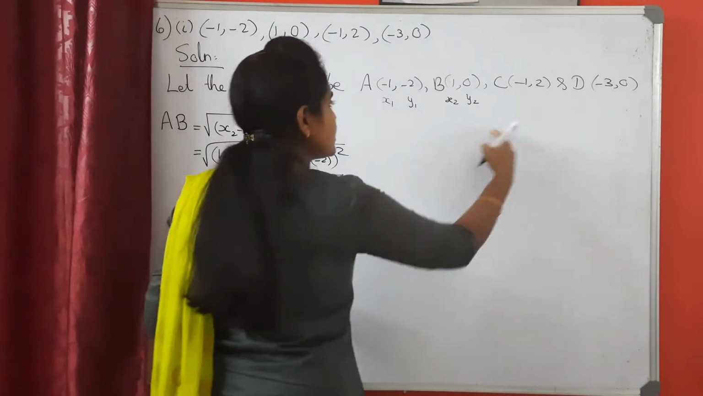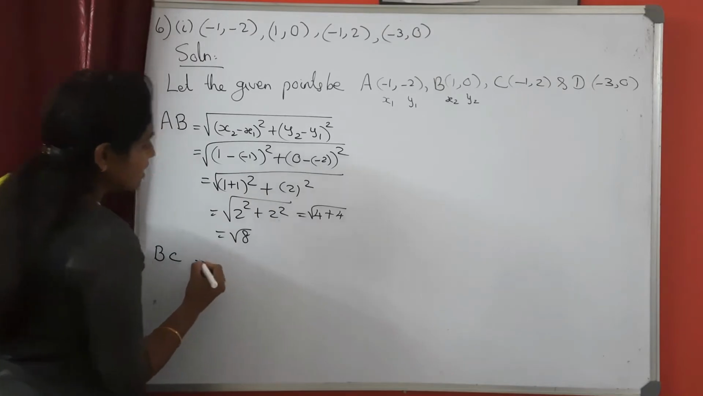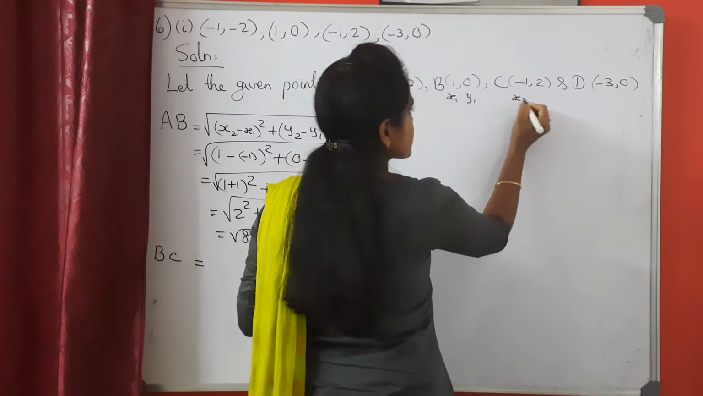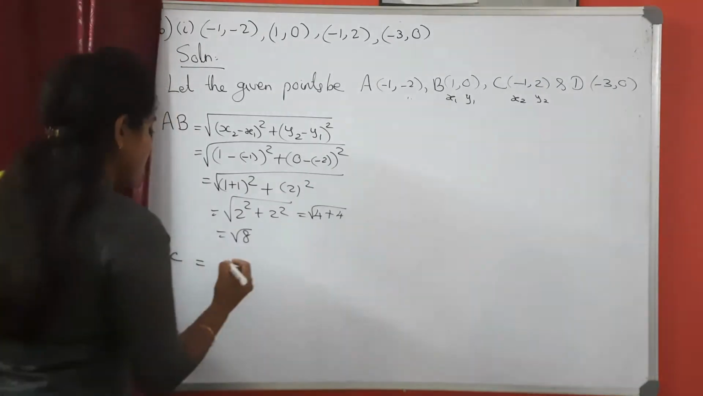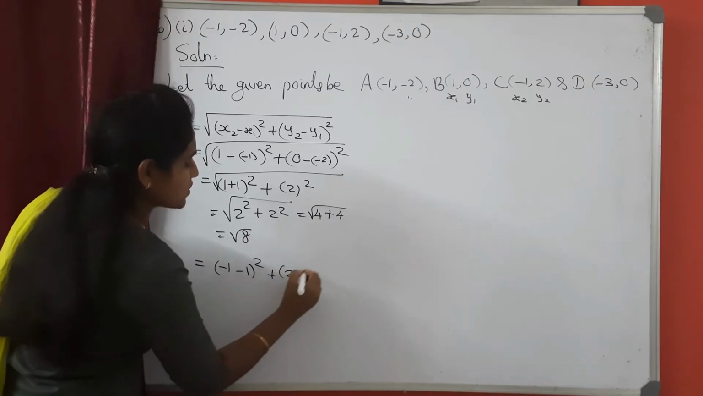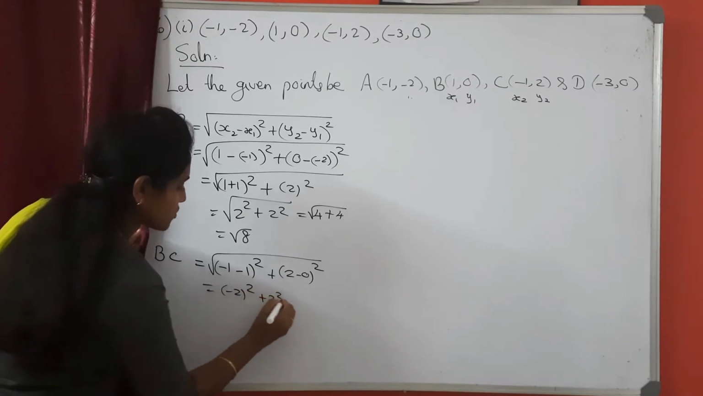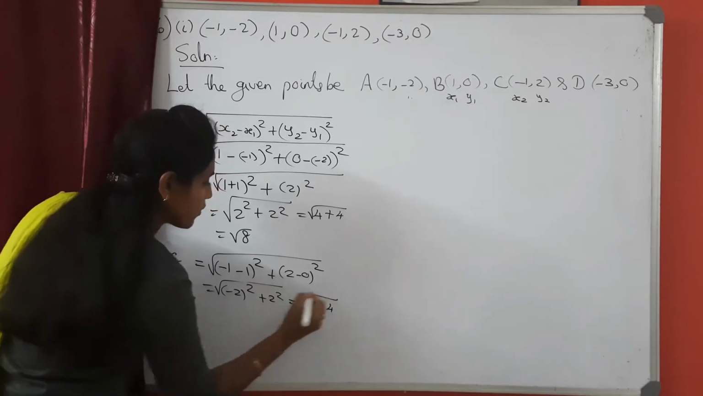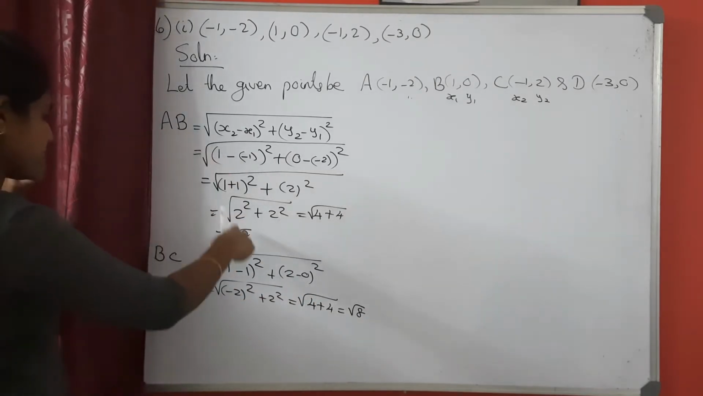In the same way we need to find the next side BC. BC, same formula. Now this is x1, y1 and this is x2, y2. Apply the values in the formula. So root of (-1 minus 1) the whole square plus (2 minus 0) the whole square, which is root of (-2) square plus 2 square, which is 4 plus 4, equal to root 8. So we got BC also root 8, and AB also root 8.